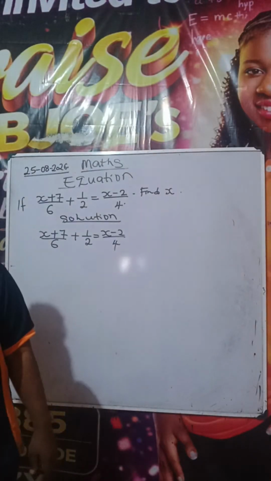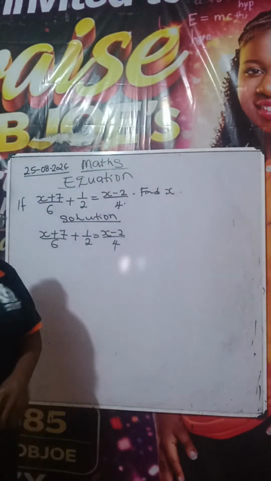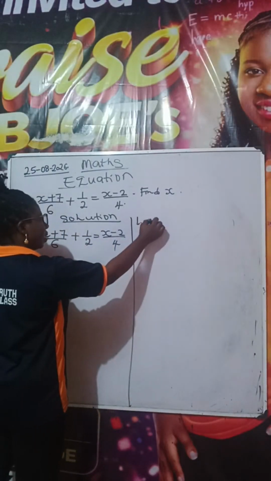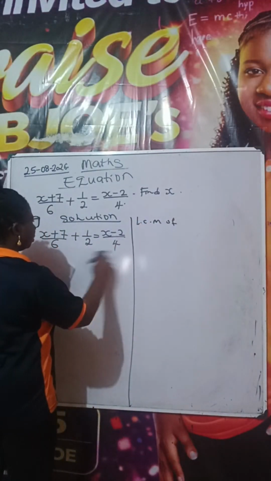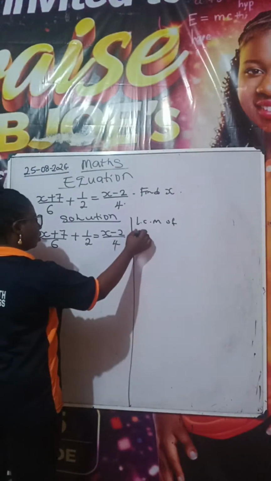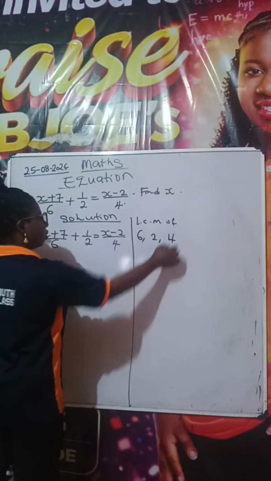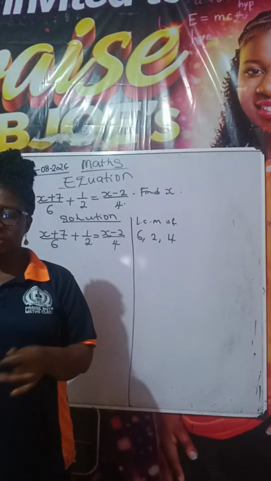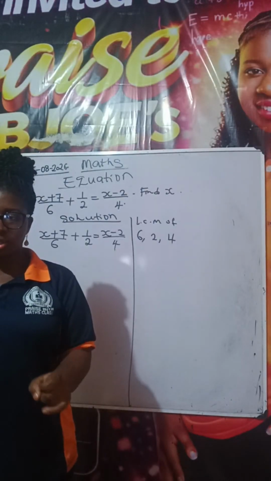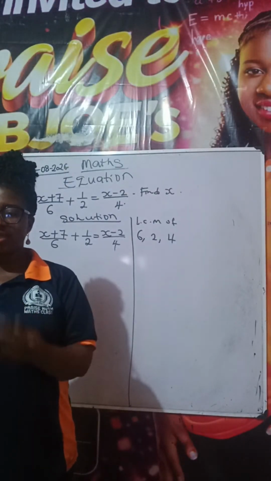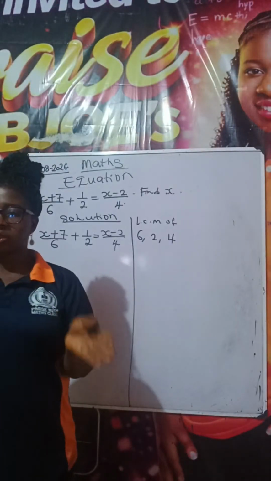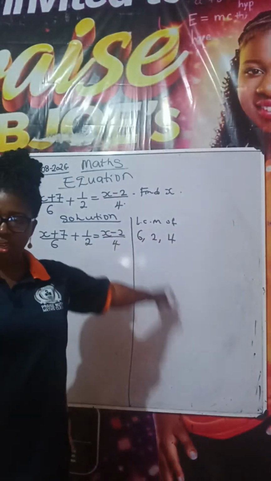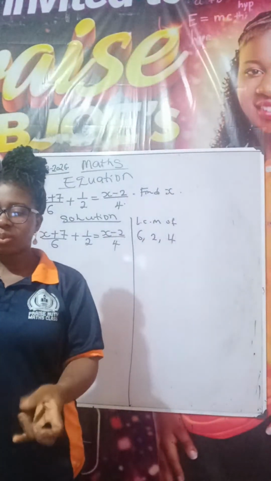Okay, now we can first look for the LCM. Do you know the meaning of LCM? I want to take the LCM of all the denominators, 6, 2, and 4. LCM is a topic on its own in mathematics, which means lowest common multiple. If you are learning maths, it's good to understand each topic before you jump to the next one.